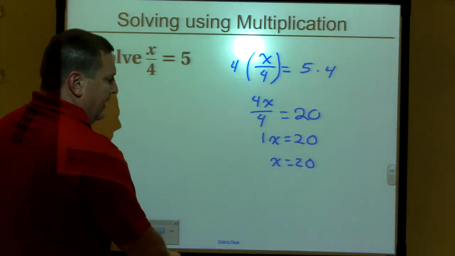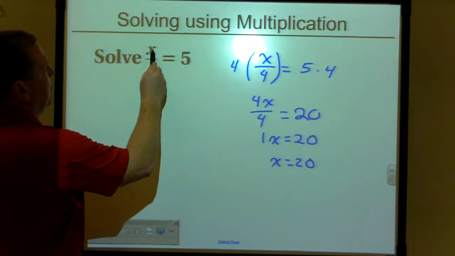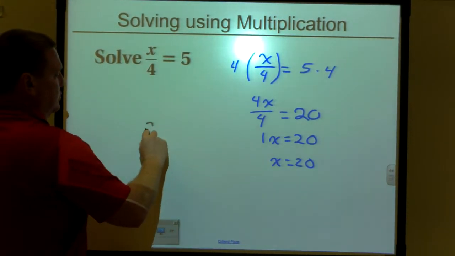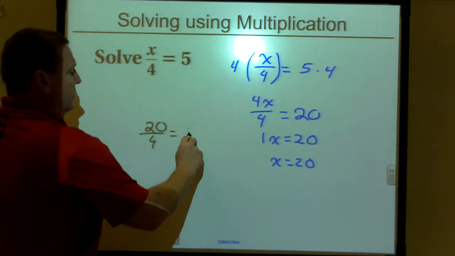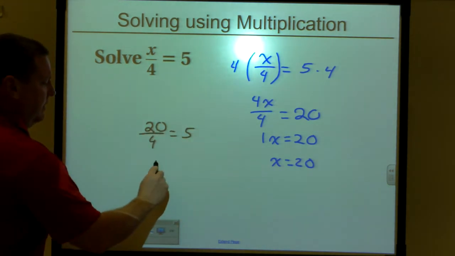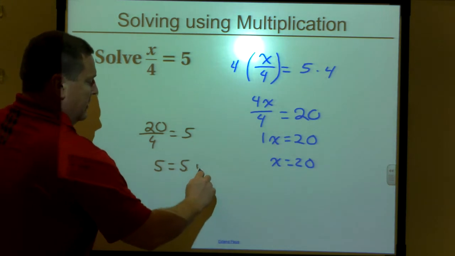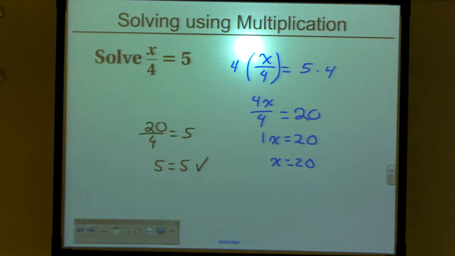And to make sure that I did it right, I'm going to take this 20 and put it back in place of x. So 20 over 4 is equal to 5. So 20 divided by 4 equals 5. 5 equals 5, and it does check out.